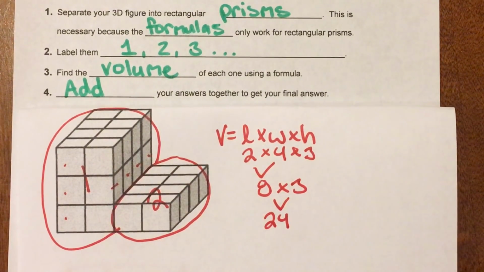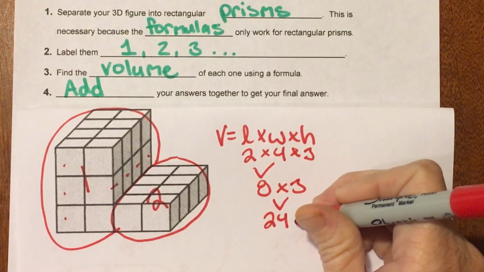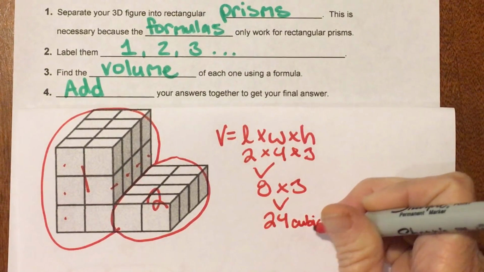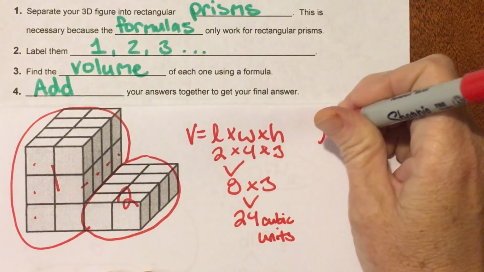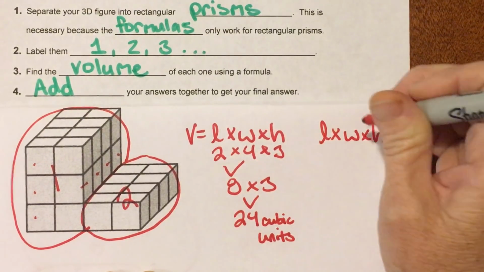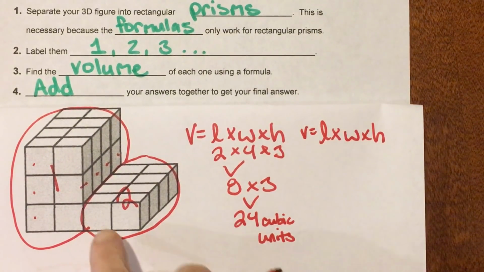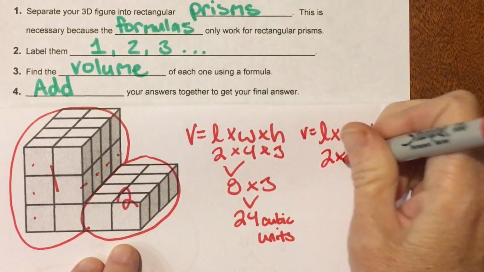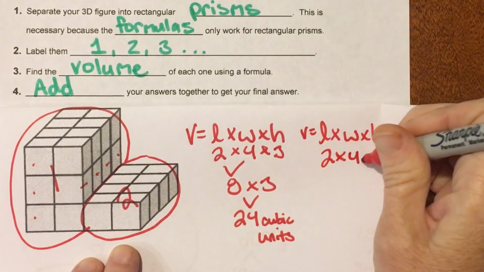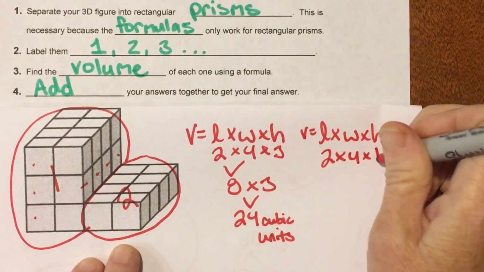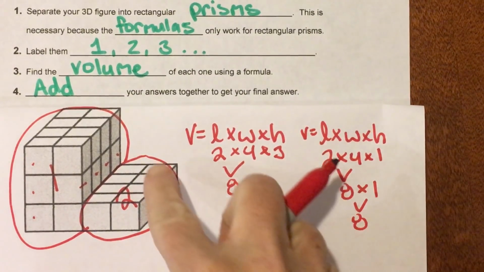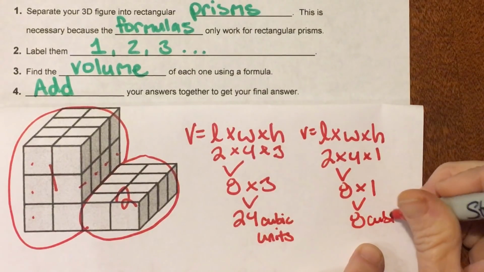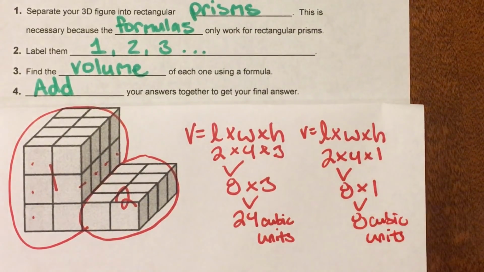Now this didn't tell me a measurement, so I'm assuming I'm just going to use units cubed. So I could say 24 units cubed, or I could also say 24 cubic units. Okay, my second box, length times width times height is what volume equals. This time my length is 2. My width is 4 again, but this time my height is only 1. So I'm getting 8 times 1 is 8. So box 2 is 8 cubic units.